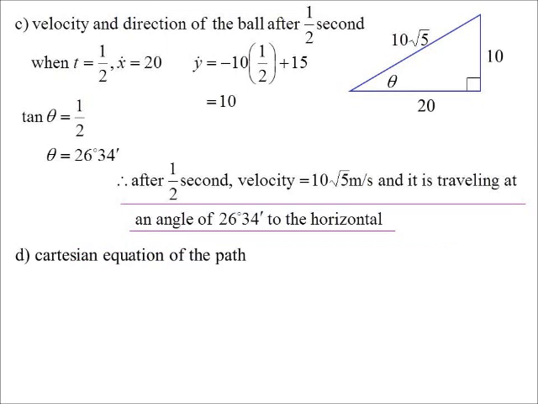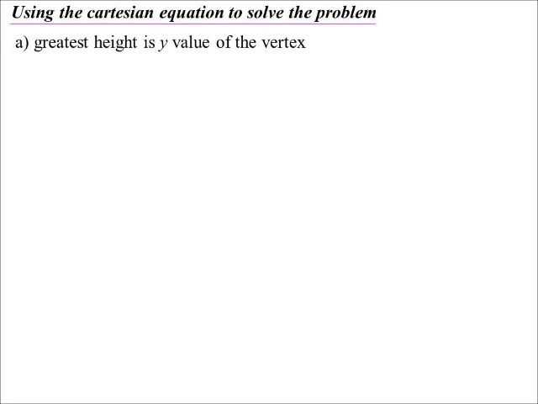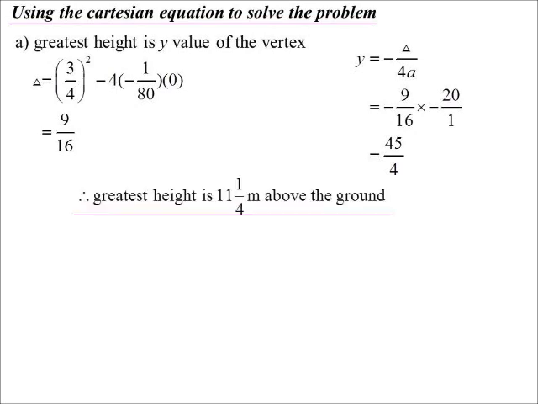What is the Cartesian equation of the path? In other words, get rid of the parameter. Okay, well t is x on 20, and we get y is minus x squared on 80 plus 3/4 of x. So all right, now that I've just come up with that Cartesian equation, let's solve that same problem, but using quadratic theory. So we said greatest height. Well, I know greatest height is the y value of the vertex. So I can go minus the discriminant on 4a. The discriminant of that quadratic is 9 on 16. So minus the discriminant on 4a, 45 on 4. There's the greatest height.